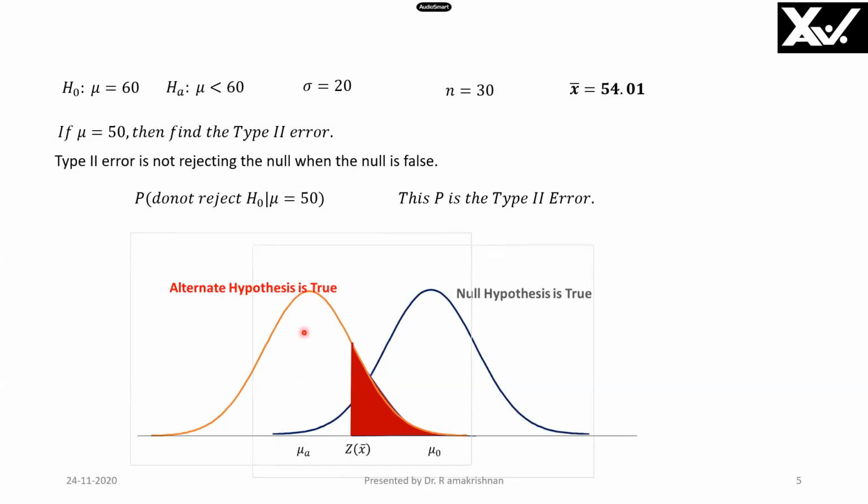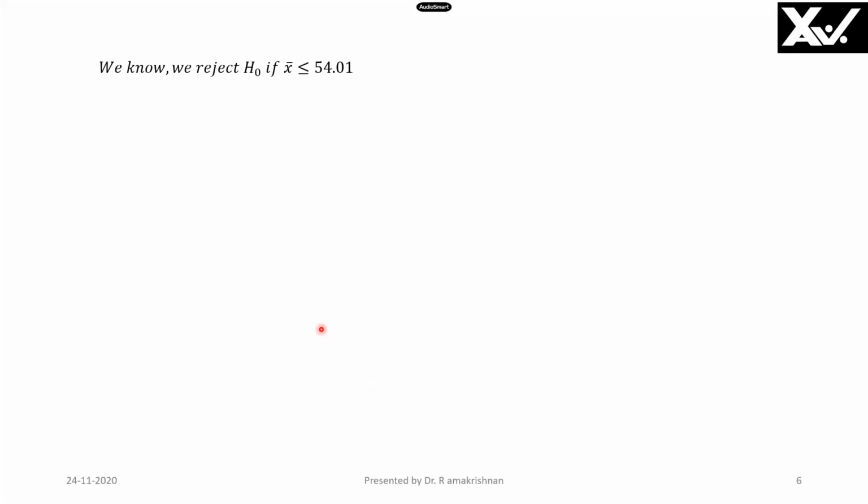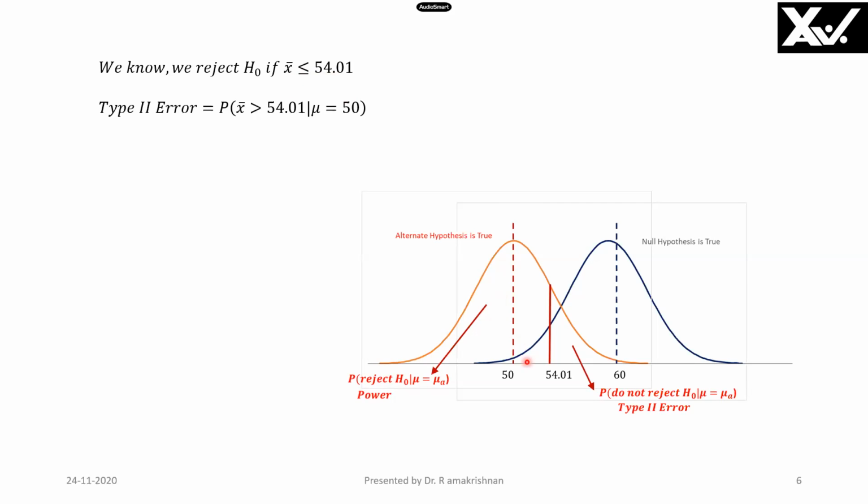This curve we are going to take, right? And then this is the area for type 2 error. Okay. We know we reject the null hypothesis if x bar is less than or equal to 54.01. This area, right? So type 2 error is the probability of x bar greater than 54.01 when the alternate mu is correct. This is the area. This is called type 2 error.